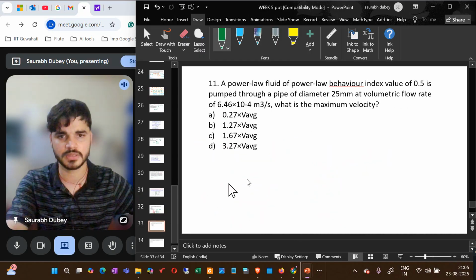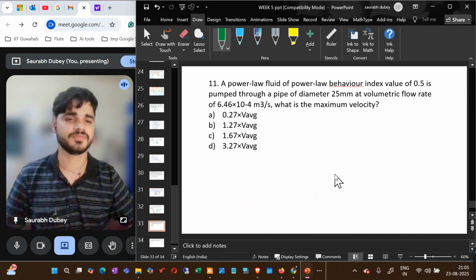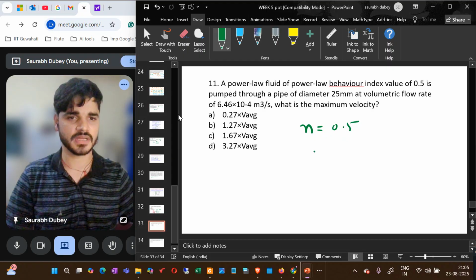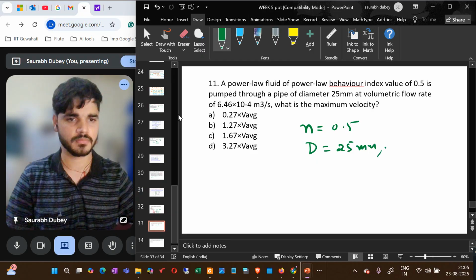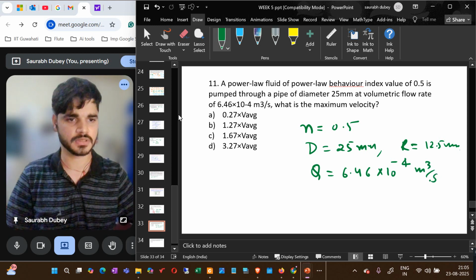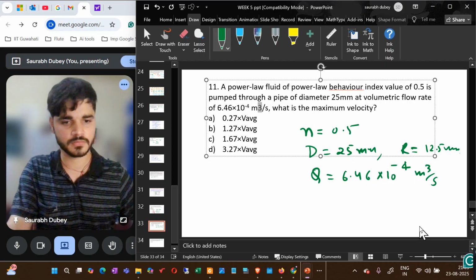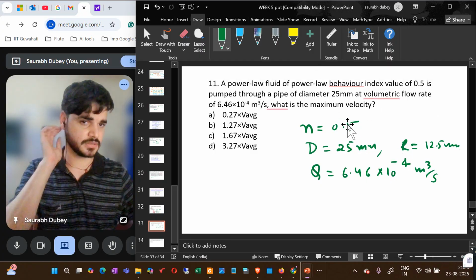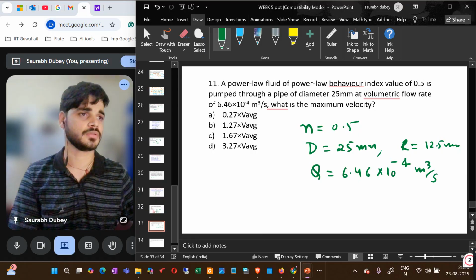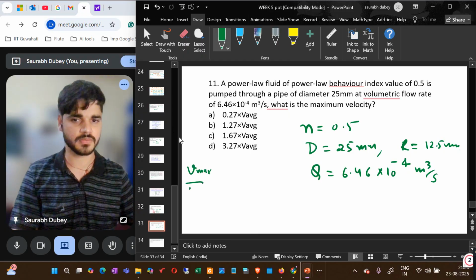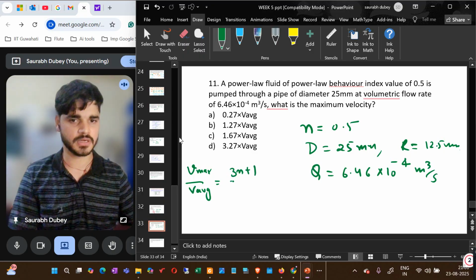Okay, coming to the next question. A power law fluid of power law behavior index n equals 0.5 is pumped through a pipe of diameter D equals 25 mm. The volumetric flow rate is given as 6.46 times 10 to the power something per second, right? What is the maximum velocity? You are being asked about the maximum velocity, and now you know the expression. The last question also gave the same expression: max divided by the average equals 3n plus 1 divided by n plus 1.